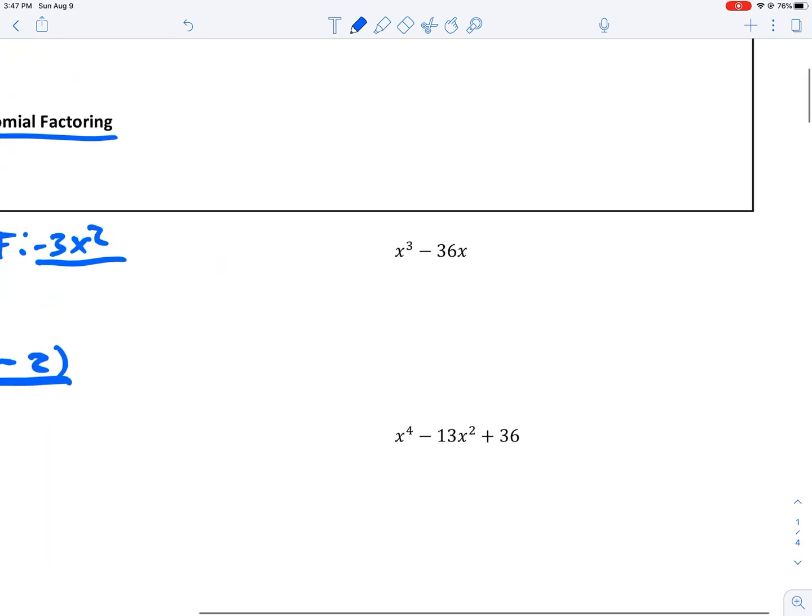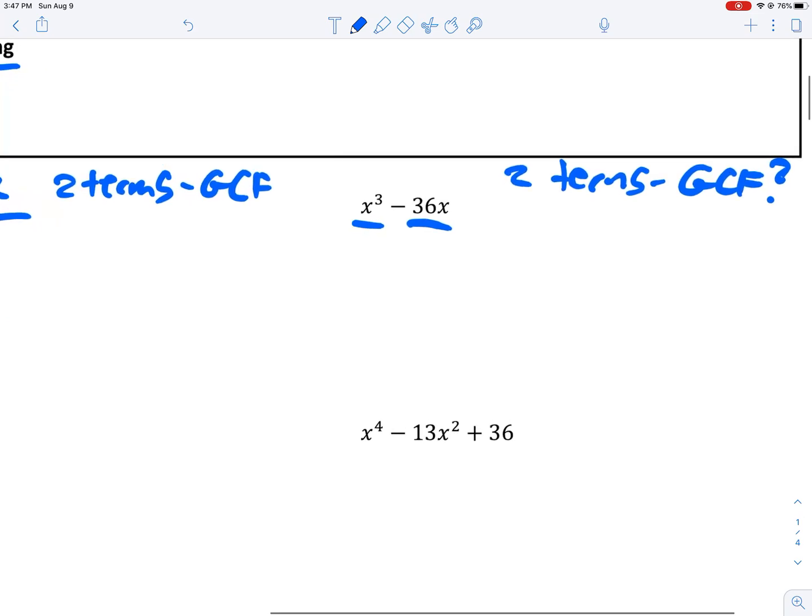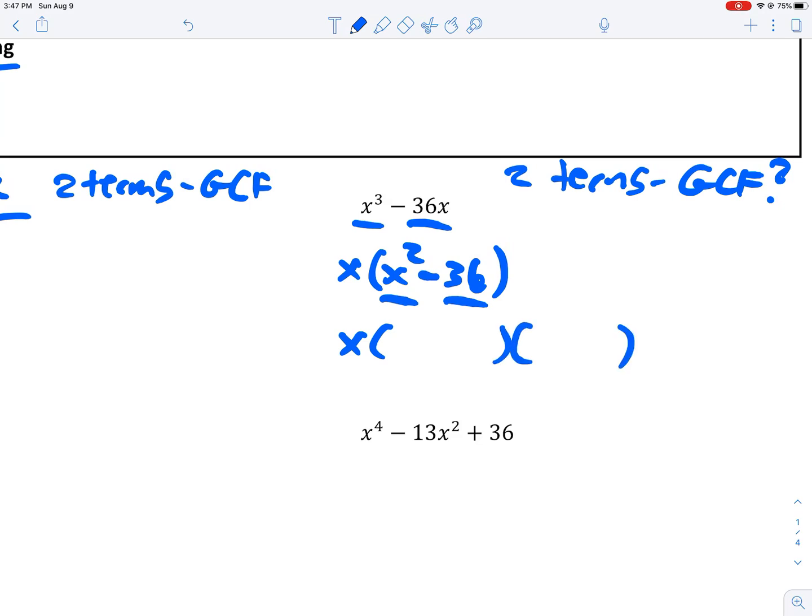Okay, next one. Again, 2 terms, right? So I'm thinking GCF. This last one had 2 terms, so I tried a GCF. So I notice they both share an x, so I can factor out an x. That would give me x squared minus 36. Again, 2 terms. That's a difference of perfect squares again. So 2 binomials. The only difference is one's plus, one's minus. So this would be x, x. What do you square to get 36? 6 and 6.